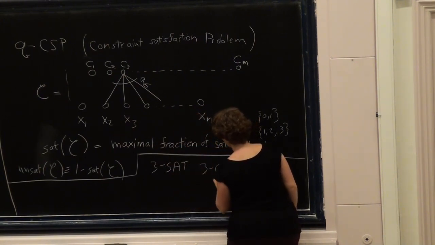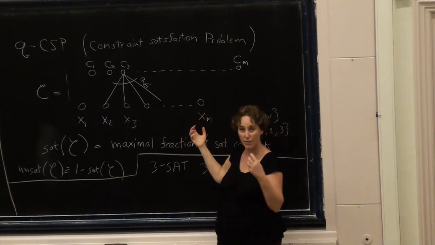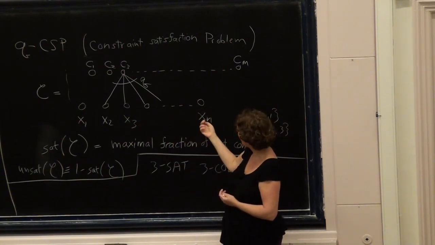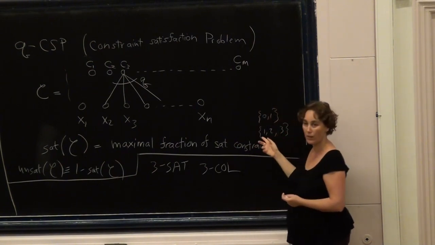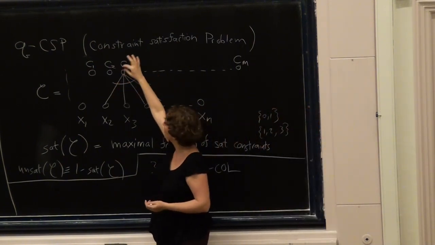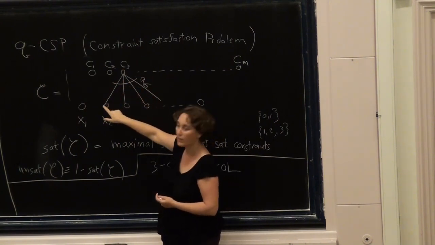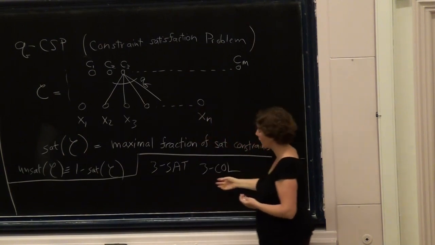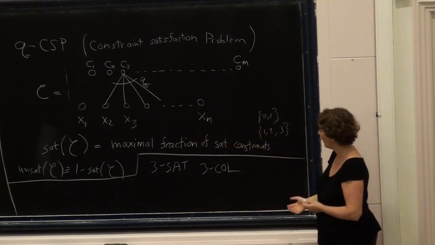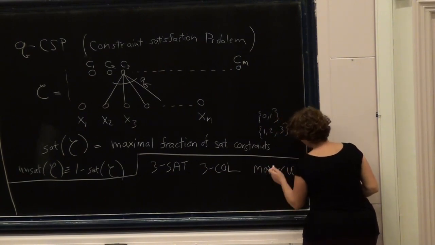3 coloring is also a CSP. Here the variables are the vertices of the graph, and they take values in 1, 2, 3. These are the colors. Each constraint looks at only 2 variables. It's just a constraint for every edge, and it says, I'm not allowing this color to equal this color. So that's how 3 coloring is also a CSP. Even max cut is also a CSP.